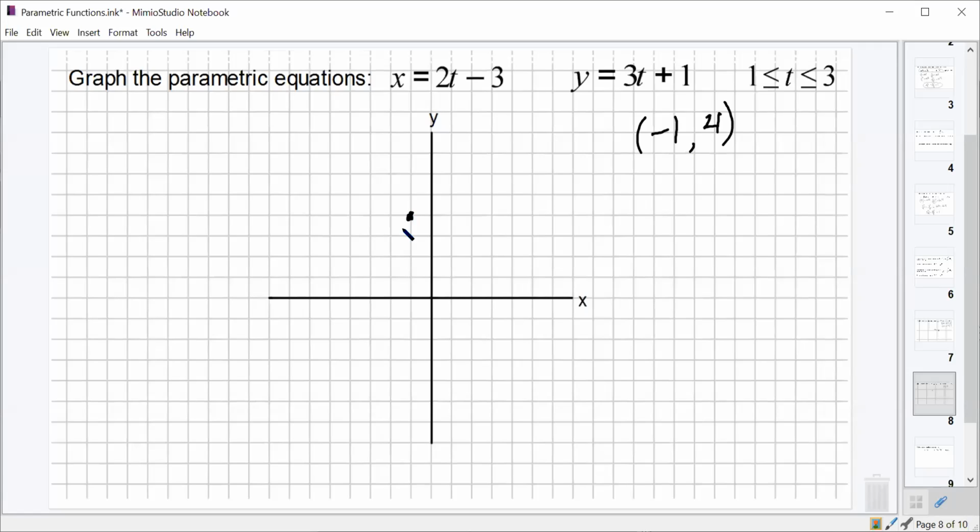And at t equals 3, what's our point going to be? -3, 10. So hopefully I counted that right. I can't draw a straight line. There we go. Good? Everybody feel all right about that?